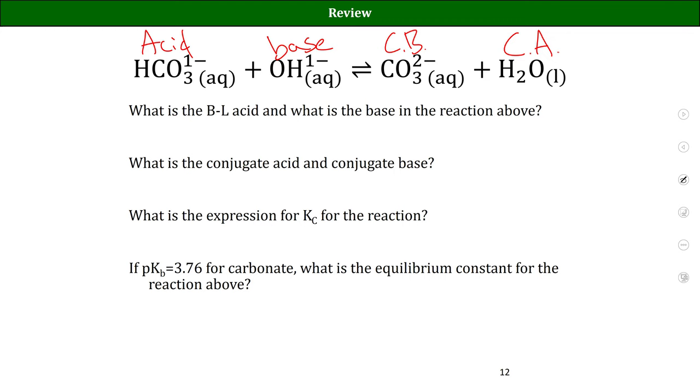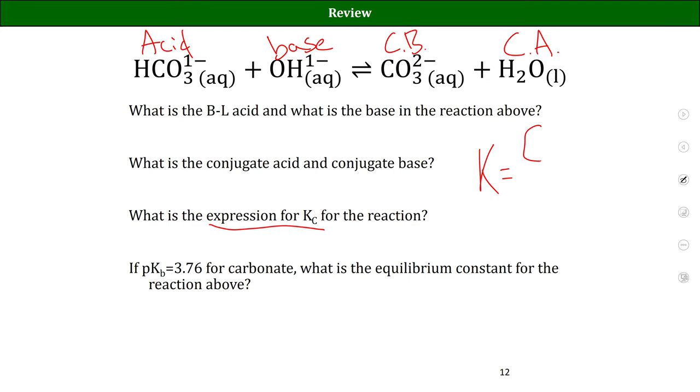Who remembers the first rule of equilibrium? Products over reactants, good. What's the second rule of equilibrium? Products over reactants. Always products over reactants. So what is the expression? When I say what's the expression for Kc, I don't mean what's a numerical value. I mean, what's the ratio? H2O over, H2O, because it's a liquid.